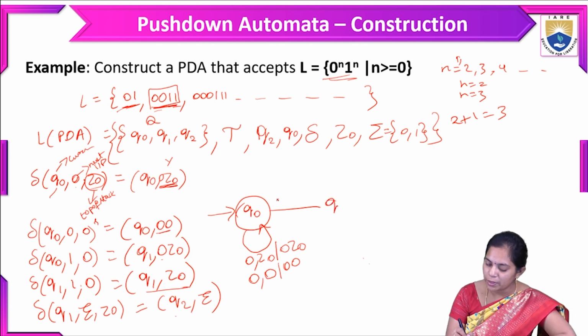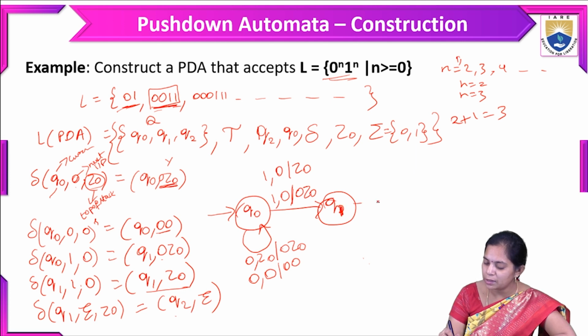And next, whenever 1 appears from the Q0 state and 0 is the top of the stack symbol, what we have to do is pop the 0. So here 0, 0 Z0 and 1, 0, Z0. And which state is reaching? Q1. And whenever there is an empty string with the top of the stack symbol Z0, it should reach the final state. So this is the final state Q2.